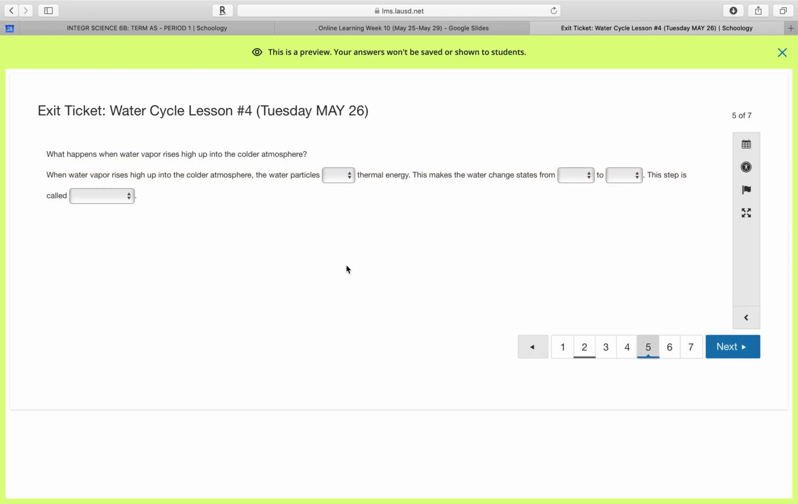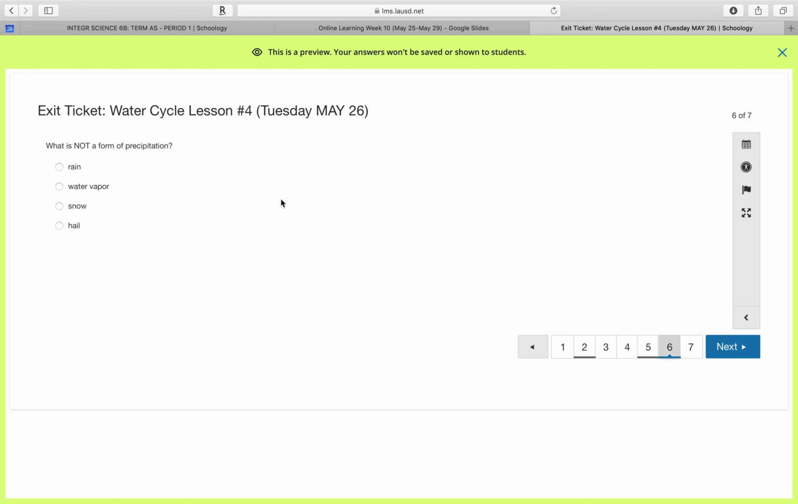And I also saw people needed help with number 5. What happens when water vapor rises high up into the cold atmosphere? Well, when the water vapor rises high up into the colder atmosphere, the water particles are going to lose thermal energy. Since the atmosphere is cold, the water particles are going to lose thermal energy to the coldness, and that's going to make them change from a gas. Remember, they were water vapor, but when they lose energy, they change from a gas back to a liquid. And this step is called condensation, and that's what forms the clouds up in the air.